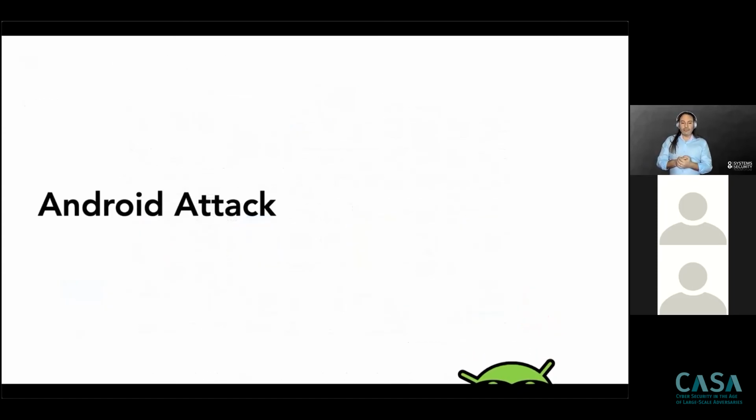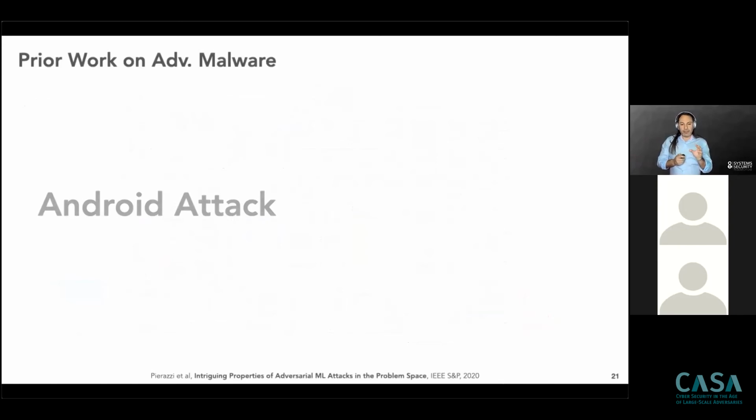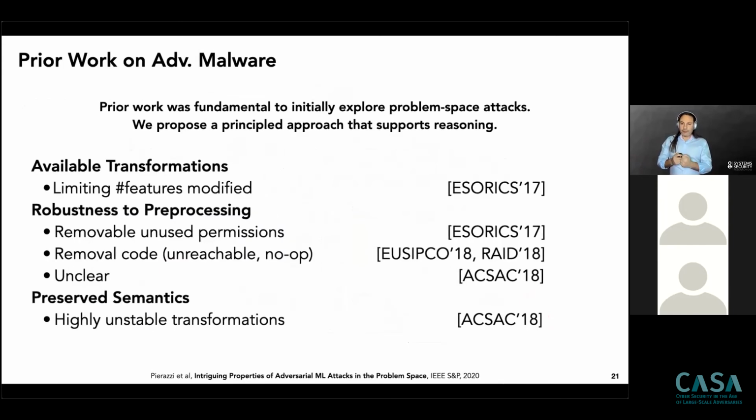This helped us now to move on to the attack that we designed for Android malware. Our goal here is to take Android malware classified as malicious and have an end-to-end system that generates adversarial Android malware that is misclassified as benign. So let's try to see the settings first. Prior work, of course, was fundamental and pivotal for us to really appreciate and understand the limitations of the reasoning that we believe the community had on understanding adversarial machine learning attacks in this context.